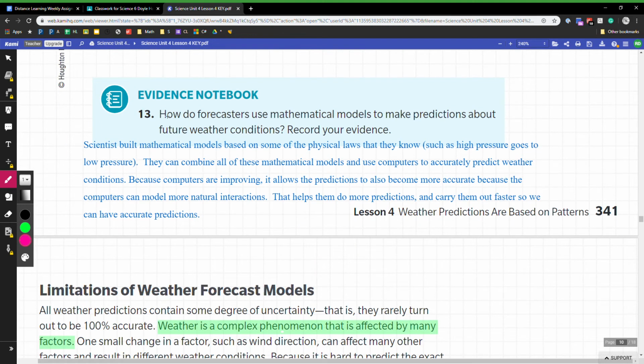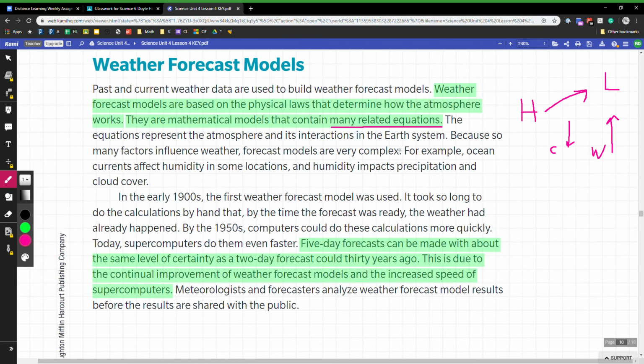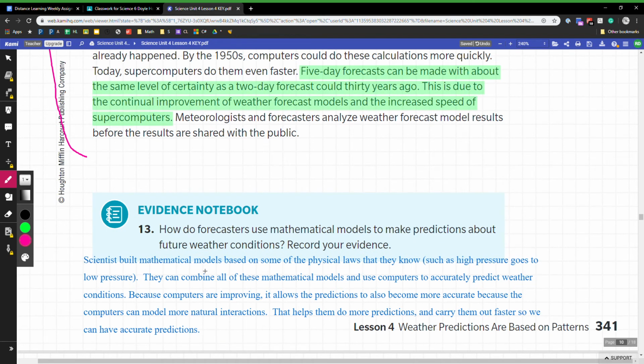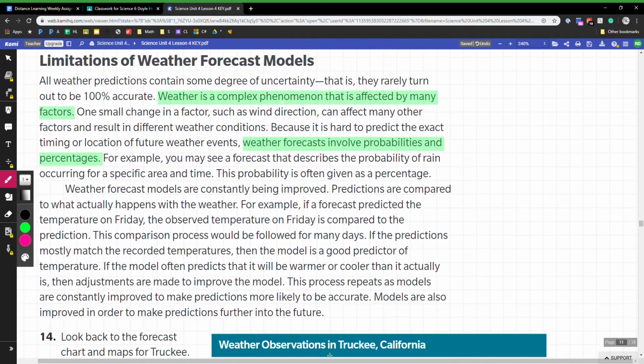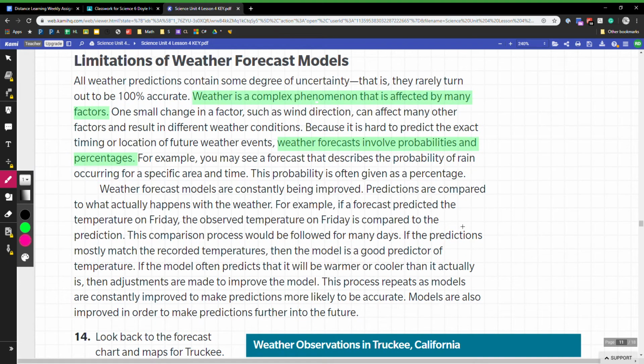So this is an evidence notebook entry and says how do forecasts use mathematical models to make predictions about future weather conditions. So this right here is really asking you to summarize all of this stuff from up here. How are they making future weather conditions? So I said, scientists build mathematical models based on physical laws such as the pressure, and they can combine the physical models and use computers to run these models and predict accurately what's going to happen. And because computers are improving, the predictions are also going to improve. We can do more complicated things.